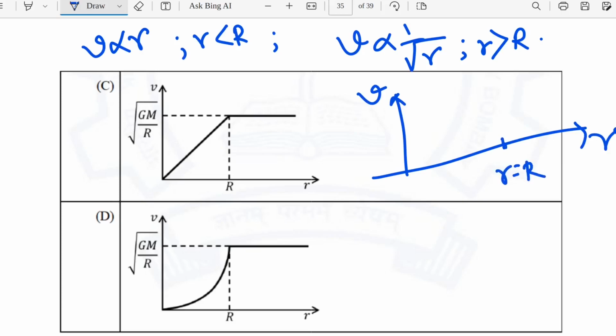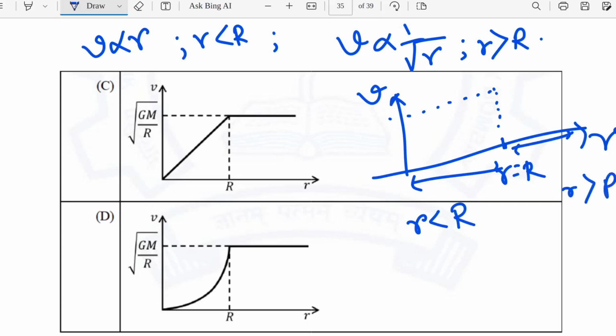I mean small r equals capital R. So at that point, this portion is nothing but r less than R, and this portion is small r greater than capital R. If small r is less than capital R, then you can see that we have the expression v is proportional to r. That means it will be nothing but a straight line. V is proportional to r, right?